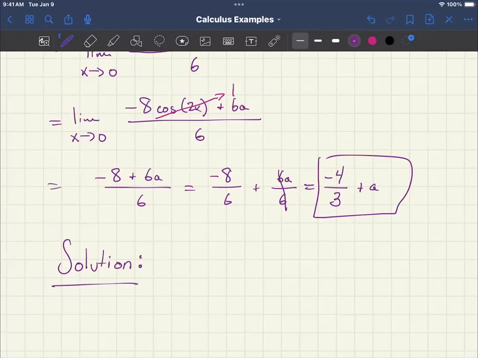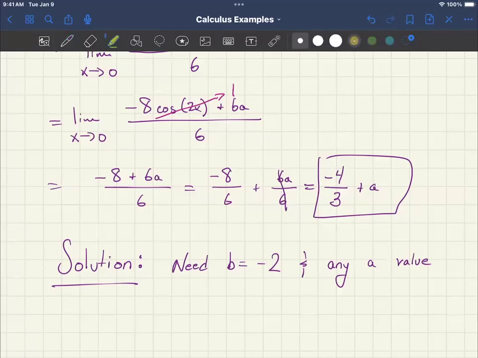So our solution to this problem, remember, we were asked what a values and what b values. We need b to be equal to -2 and any a value, because we never came up with a restriction on our a value in this problem at all. So those are our two things that we needed at the end to figure out what is going to make this limit exist. And that was quite something.